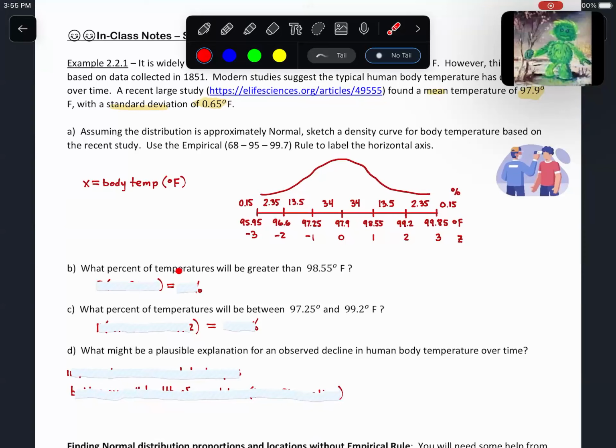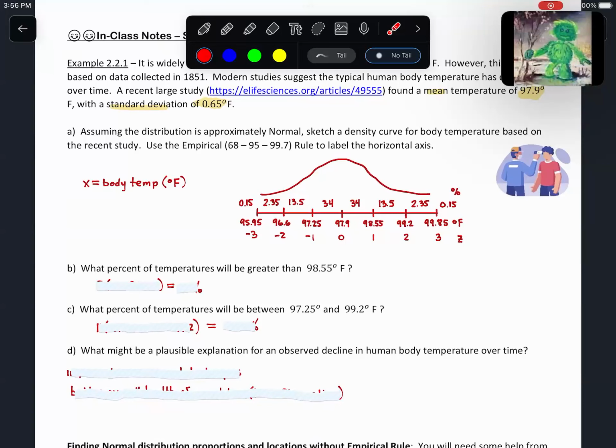Okay. So for part B, with all the given information above and with our chart here, can we determine what percent of temperatures, human body temperatures, would be greater than 98.55? And of course, this question is actually pretty simple now that we've got our well-labeled graph with some percentages measured within the different regions under the curve. All I need to do is find 98.5 and then add up all the percentages for regions that are greater than that. And that's my answer.